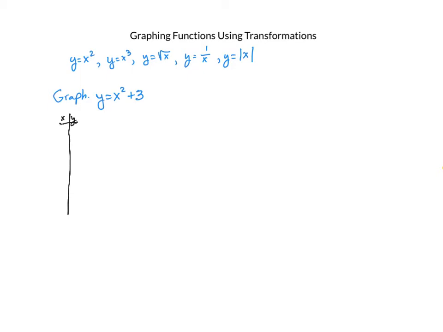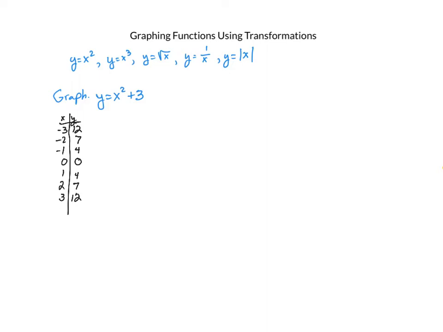So I'll put in values like -3, -2, -1, 0, 1, and 2. And if we substitute -3 in, we'll get -3 squared is 9, plus 3 is 12. -2 squared is 4, plus 3 gives me 7. -1 squared is 1, plus 3 gives me 4. And I can continue substituting in the values, and you'll find that 0 gives me 3, 1 gives me 4, 2 gives me 7, and 3 gives me 12.